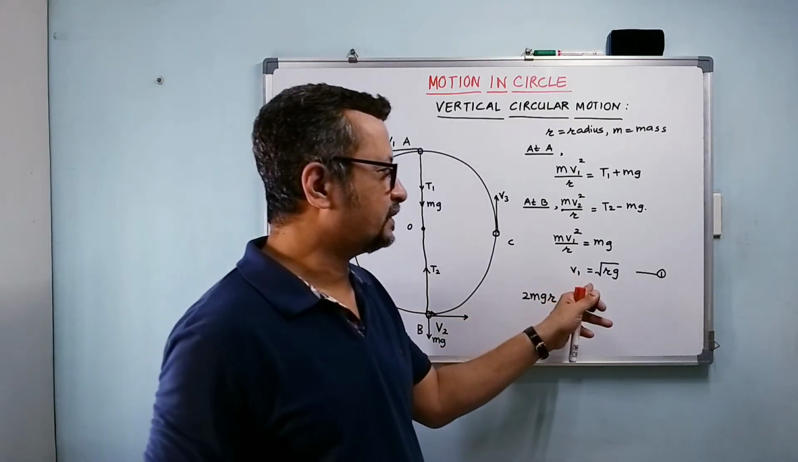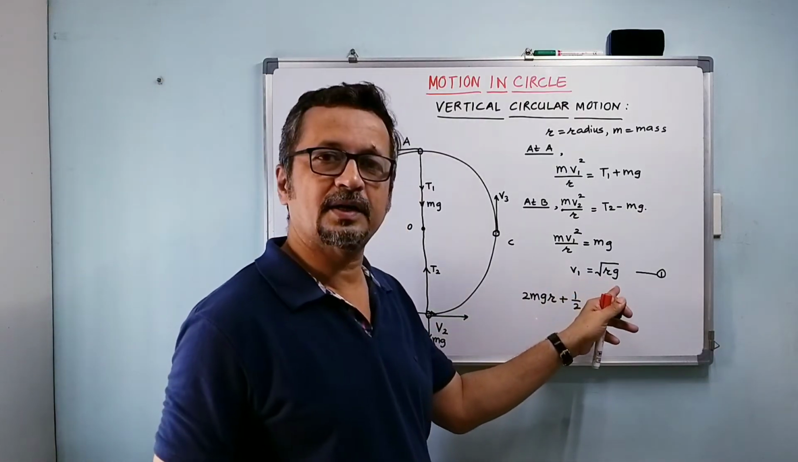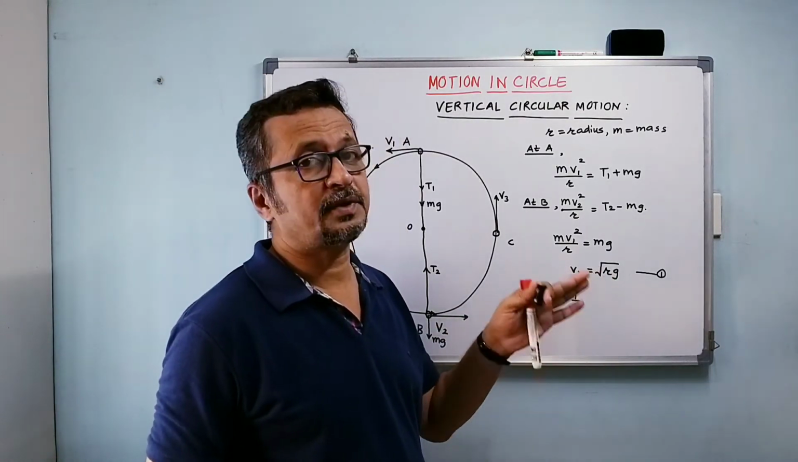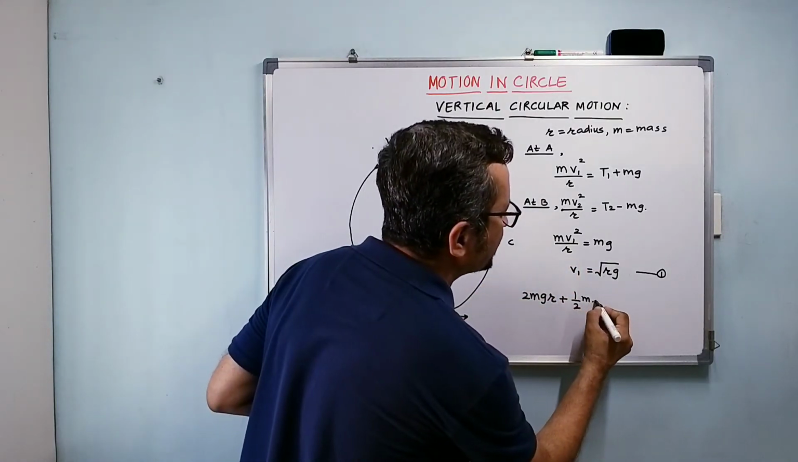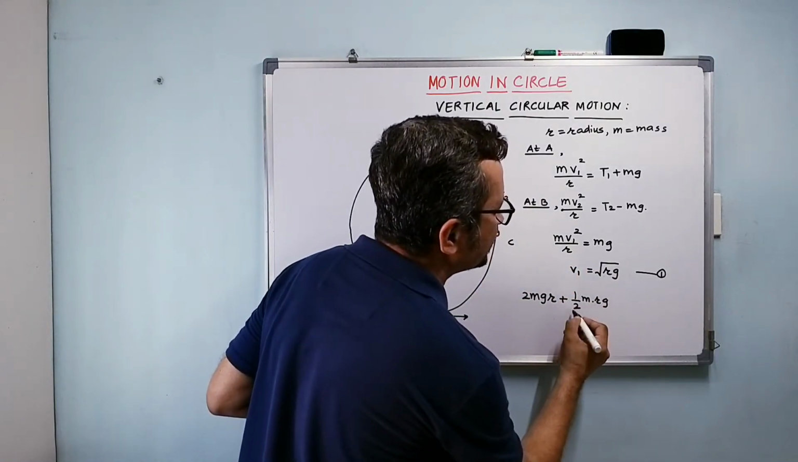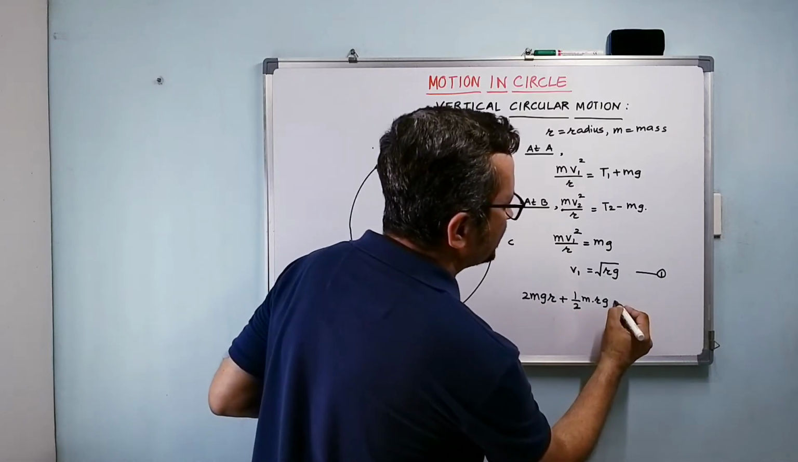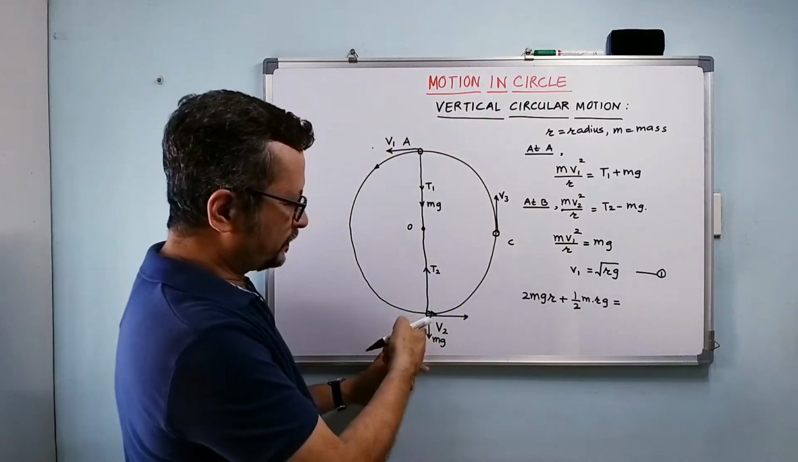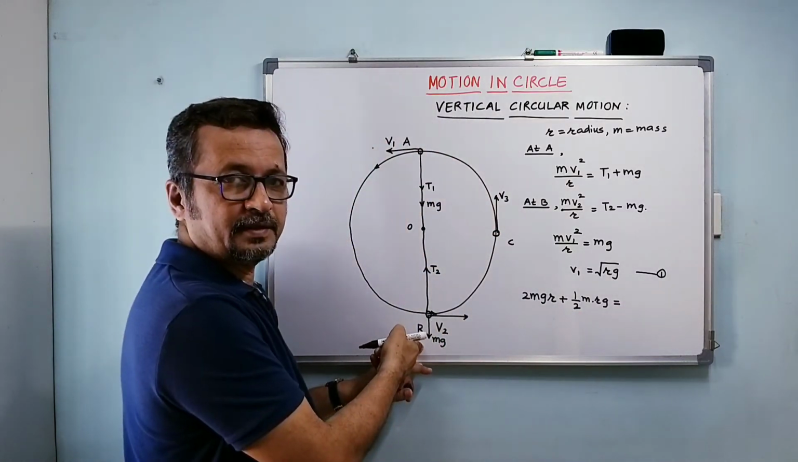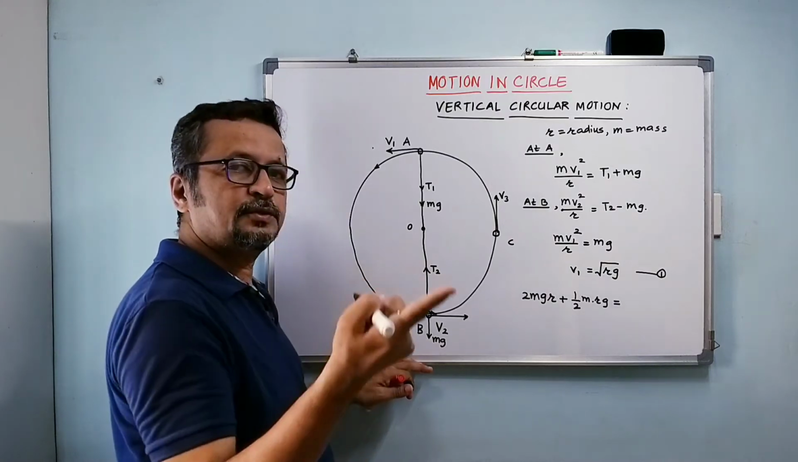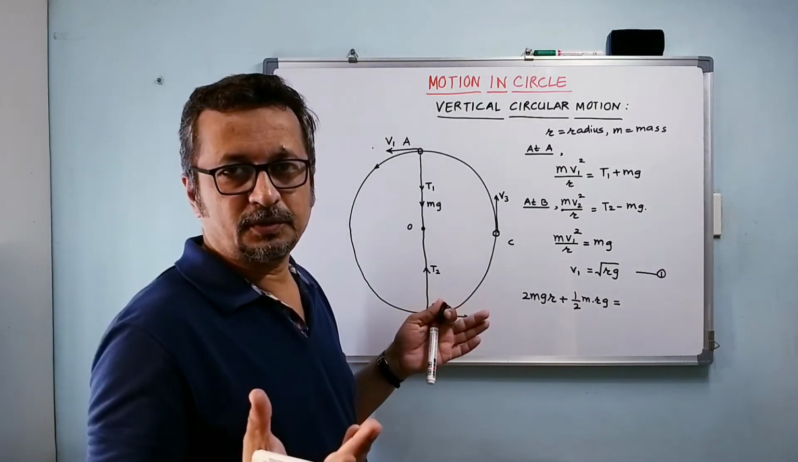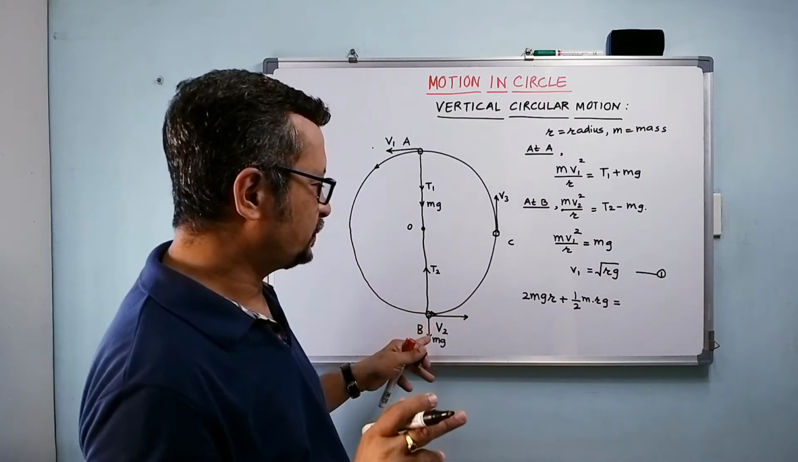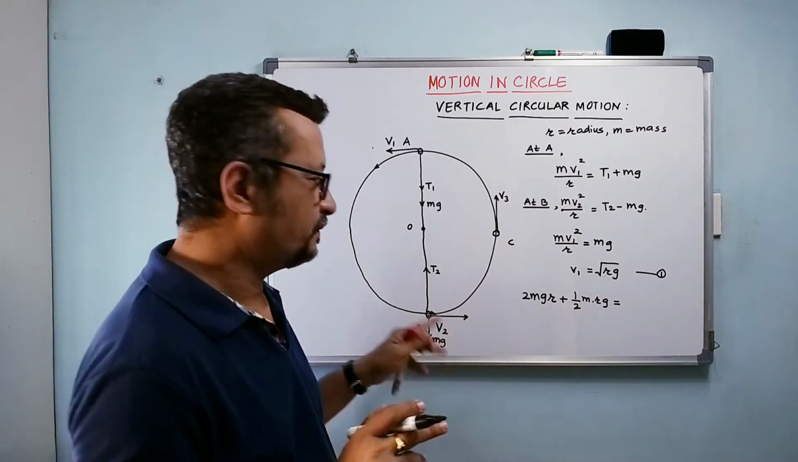But what is your v1? Your v1 is root over Rg. So v1 square is going to be equal to Rg, and half m Rg, right? And that is going to be equal to the total energy at point B. And what is the total energy at point B? At point B, potential energy is equal to 0. Kinetic energy is equal to half m v2 square.